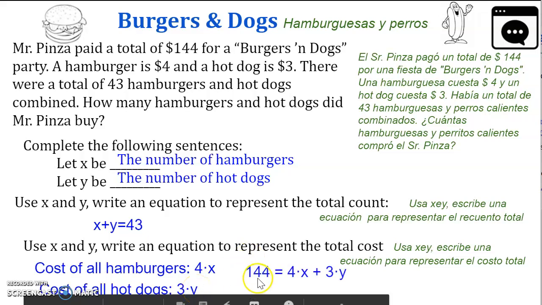And the cost altogether, the cost from the hamburgers and the cost from the hot dogs, when you add those two together, so 4x plus 3y is 144. Then from here, you go to Desmos and figure out the values for x and y, and you have just solved it.